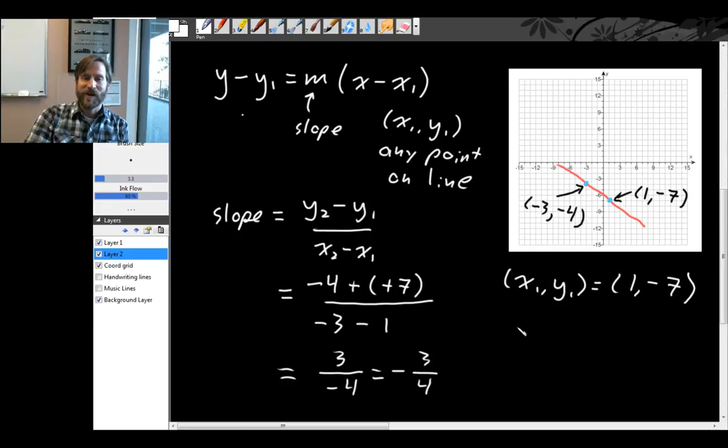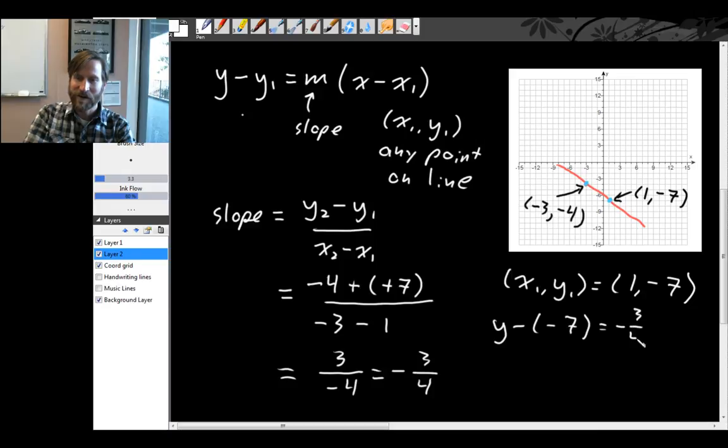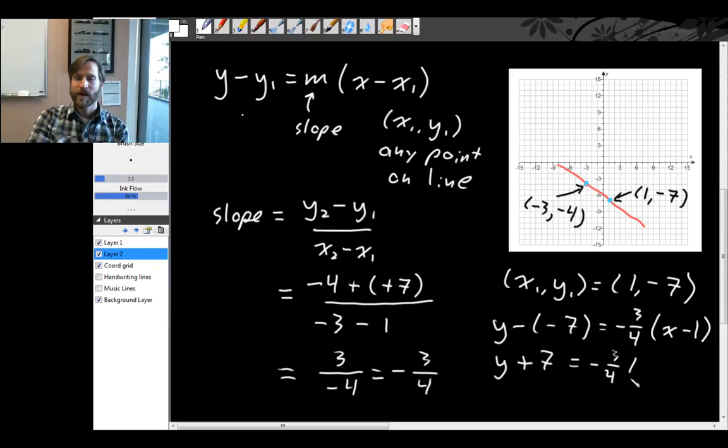So putting this into our equation, we get y minus -7 equals the slope, which is -3 over 4, times x minus the x coordinate for that point, which is 1. So this is the point-slope equation for that line. Now really, we should simplify this. So one thing we should do is replace this minus -7 with a +7. So y plus 7 equals -3 over 4 times x minus 1.